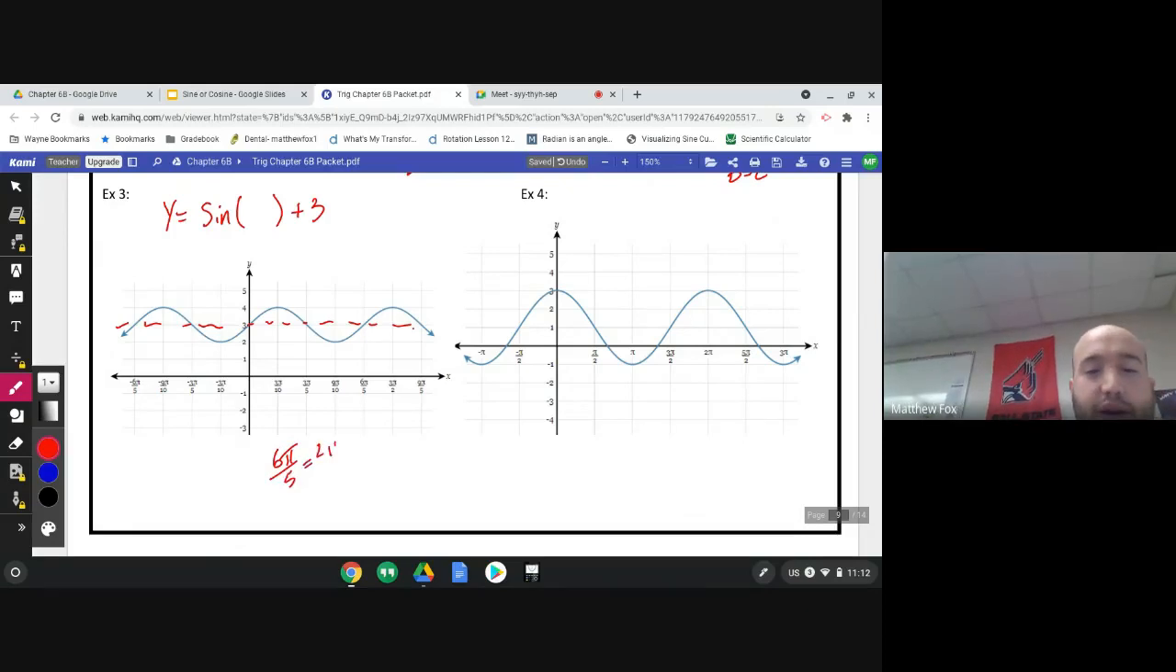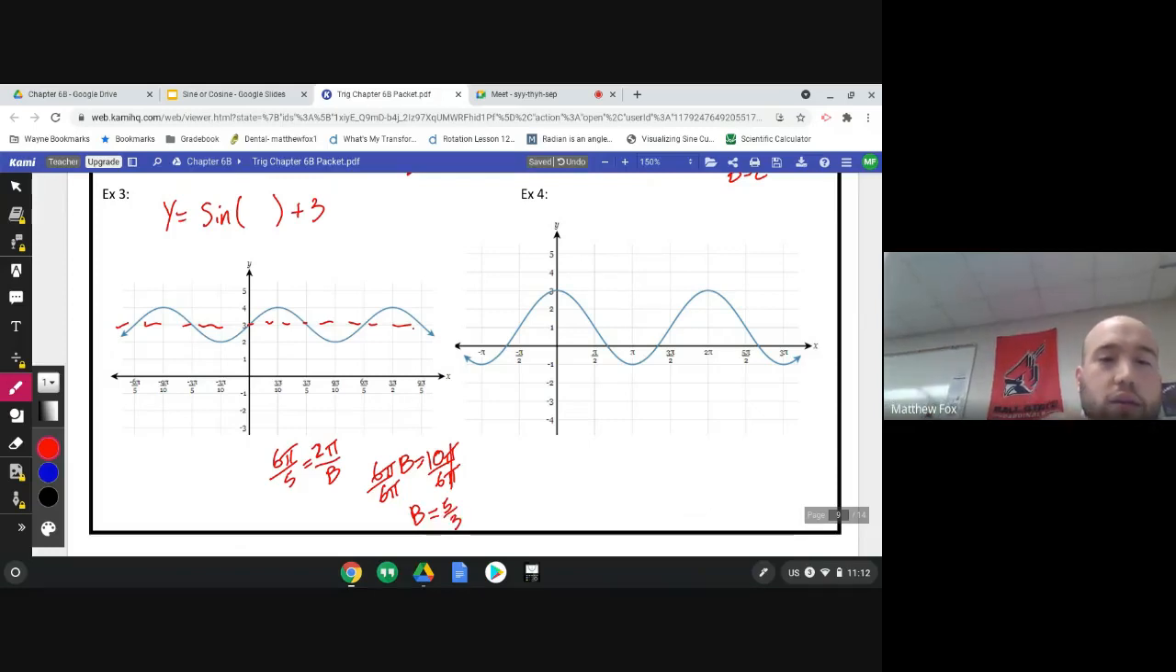That will equal 2 pi over b. Cross multiply. We're going to get 6 pi b equals 10 pi. We divide by 6 pi, divide by 6 pi. The pi's cancel. And 10 over 6, that reduces to 5 over 3. So we get 5 over 3x. And we would be done.